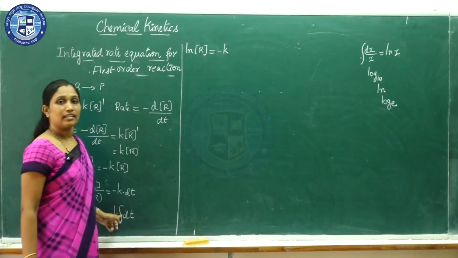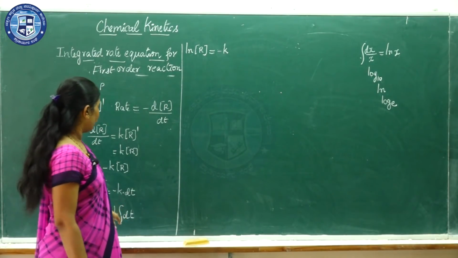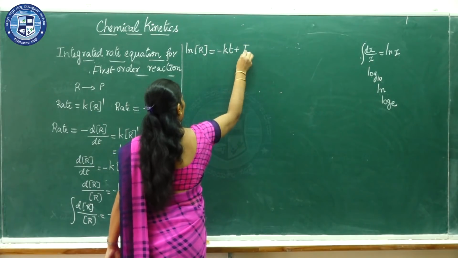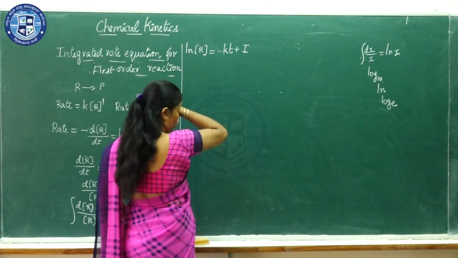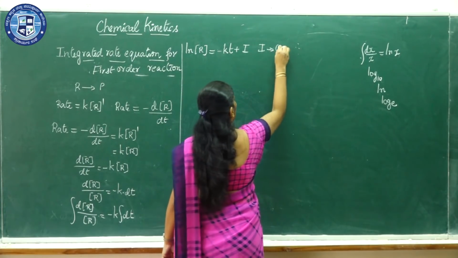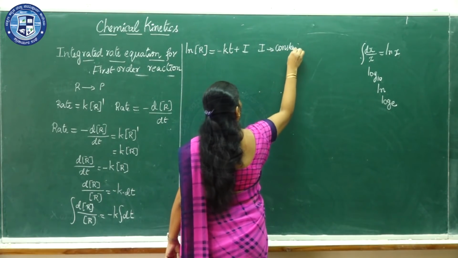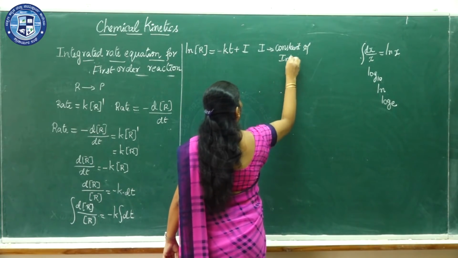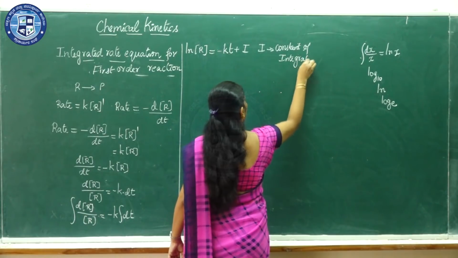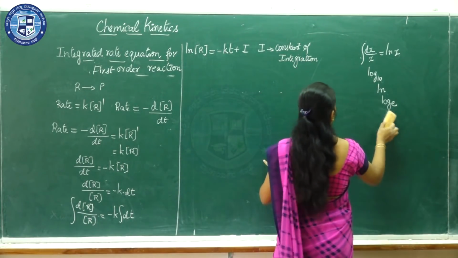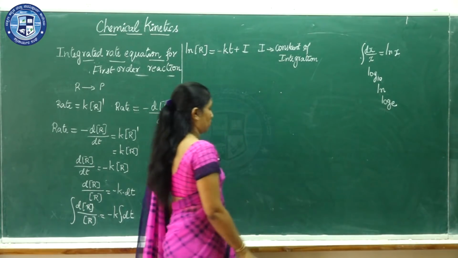What is the integral of dt? Integral of dt is t plus, I will be writing the integration constant. So what is I here? I is the constant of integration. I is the constant of integration.